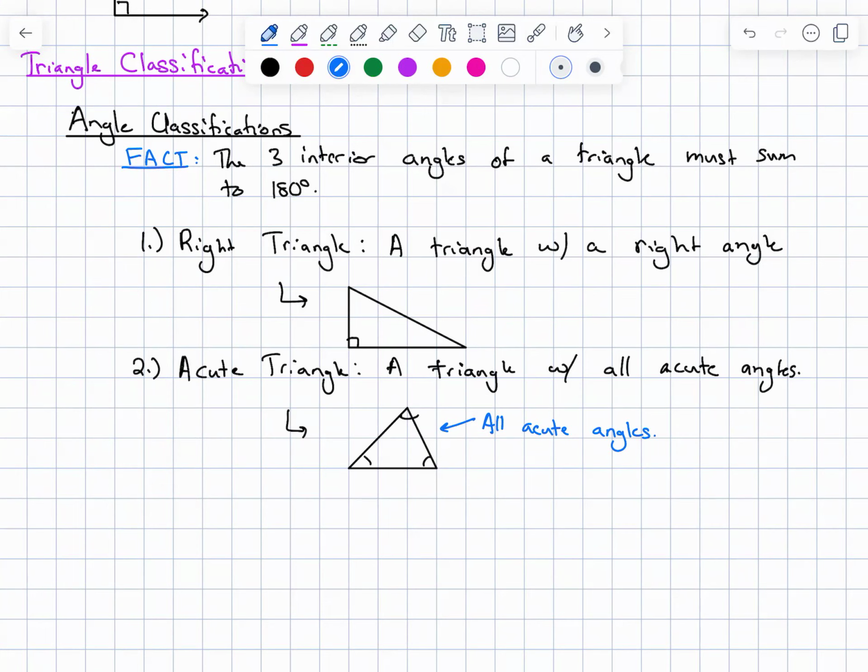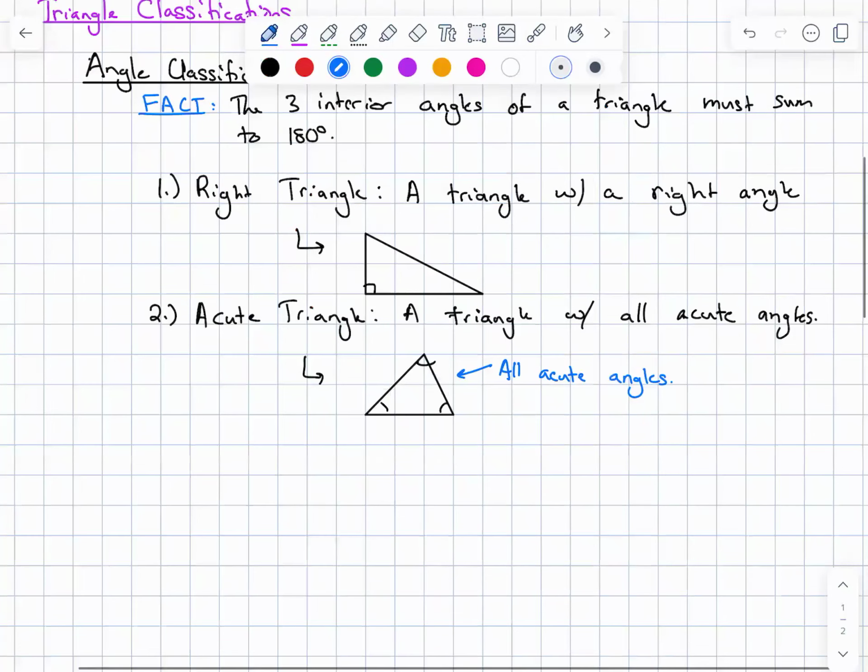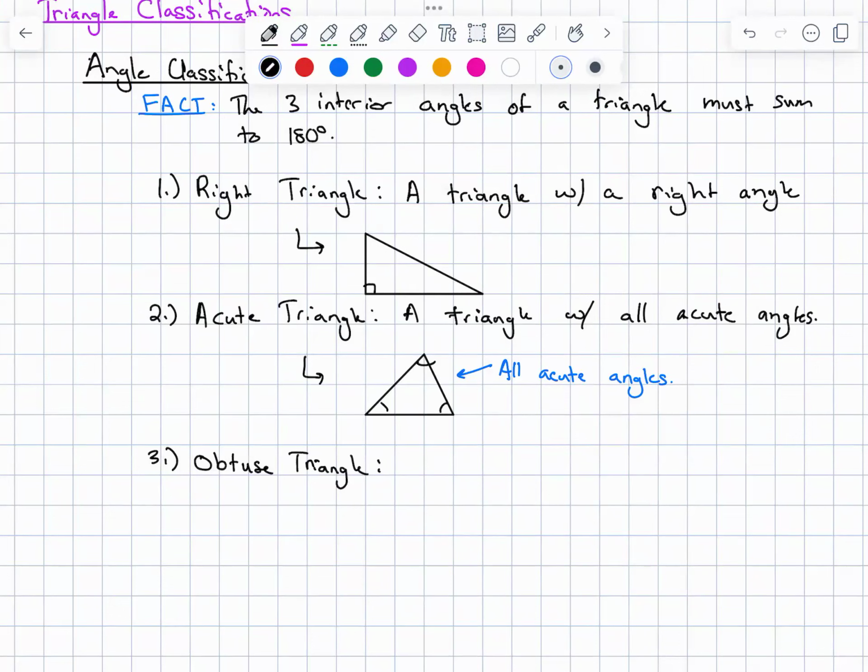Then the last one of the angle classifications, as you might expect given what we just talked about earlier, the third one will be obtuse triangles, which is a triangle with an obtuse angle. And for the same reason as with the right angle, you can only have one obtuse angle. If you had more than one, your degree measurements would add to more than 180, making it no longer a triangle.